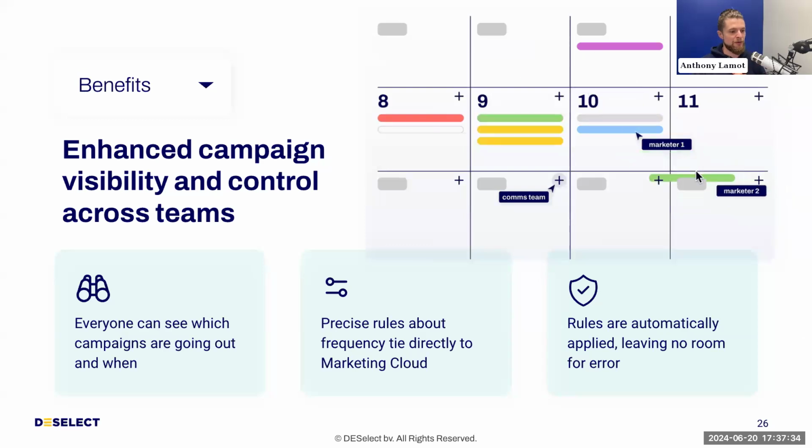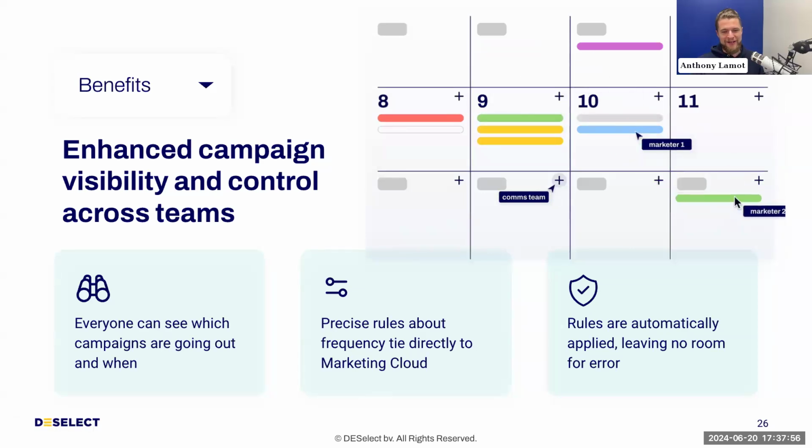And that's extremely powerful. Because of that, everyone can see which campaigns are going out and when. And the precise rules about frequency tie directly to Marketing Cloud. The rules that you configure will have an effect in either Journey Builder or in Email Studio. These rules are also automatically applied, leaving no room for error.